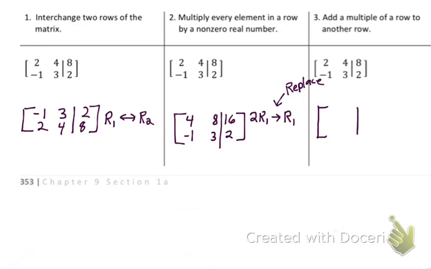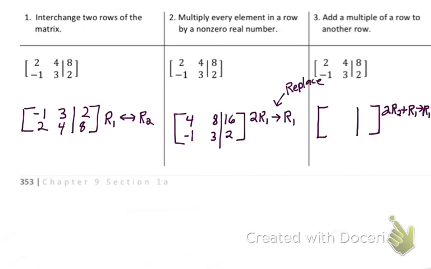Let's make this a little shorter because I don't have a ton of room. So I'm going to do 2 times row 2. I'm going to add it to row 1, and I'm going to put that in the place of row 1. I kind of ran out of room, but this is just 2 times row 2 plus row 1. Put it in row 1's place.